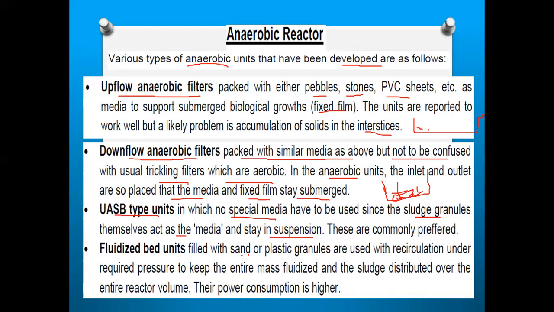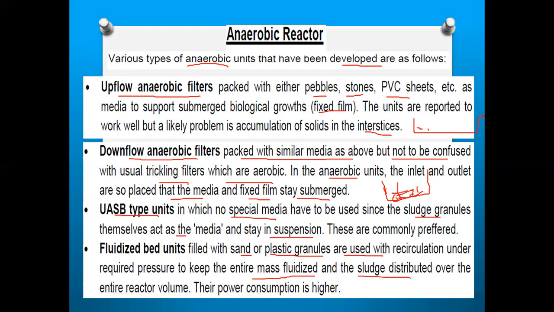Next, fluidized bed units. These are filled with sand or plastic granules, or used with recirculation under the required pressure to keep the entire mass fluidized and the sludge distributed over the entire reactor volume. Here, the power consumption is higher. Why? Because we are using various things here. That's why the power consumption is higher.